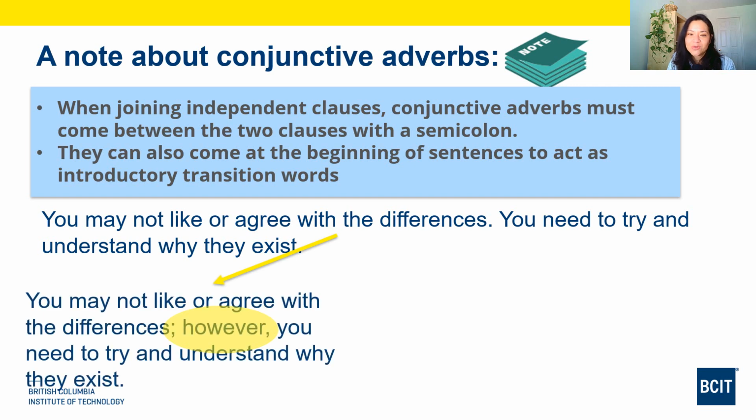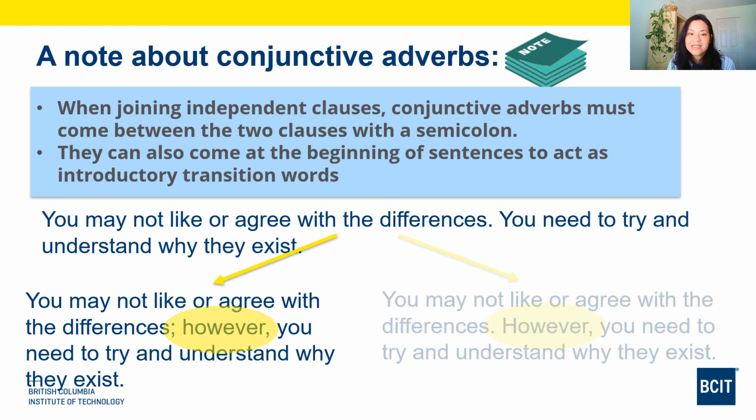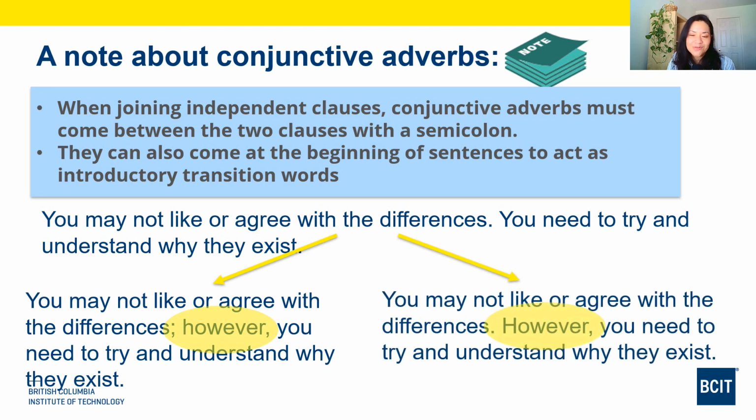You may not like or agree with the differences, however, you need to try and understand why they exist. And you may not like or agree with the differences; however, you need to try and understand why they exist. These two sentences actually mean practically the same thing. The difference, however, is that the one with the semicolon indicates that these two sentences are closely related to each other. That's the one I would choose.